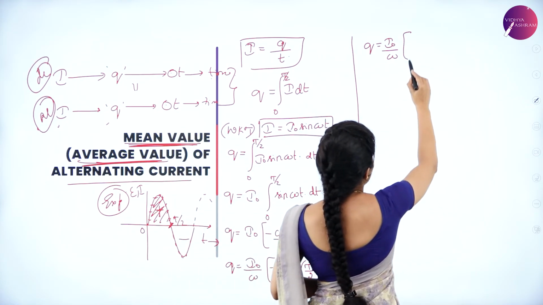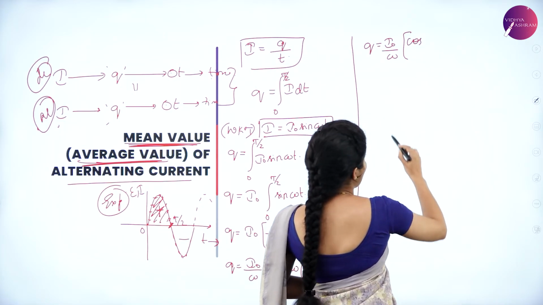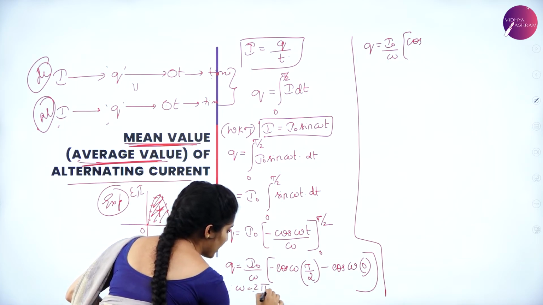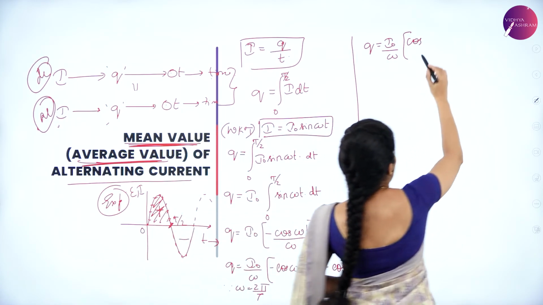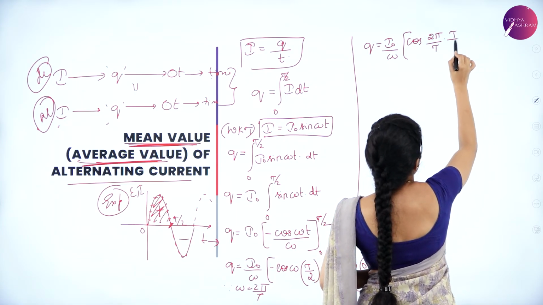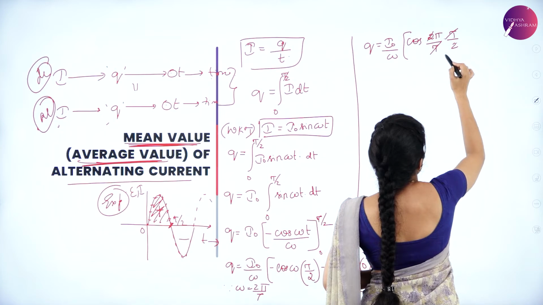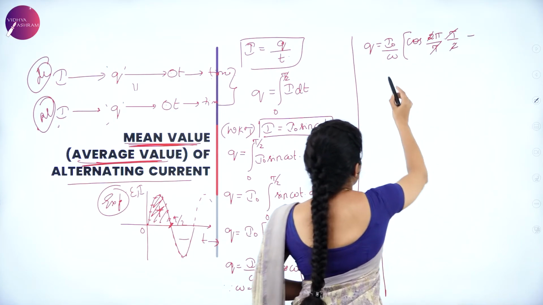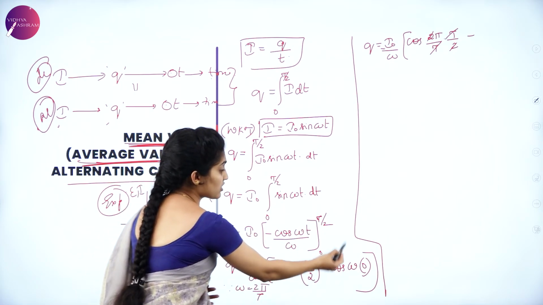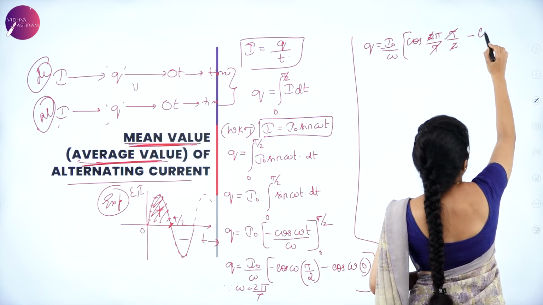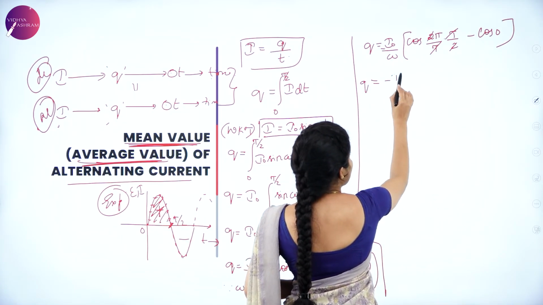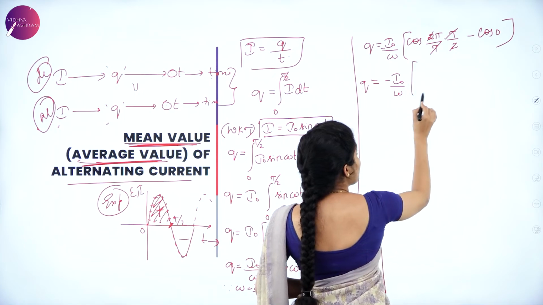We know that omega is equal to 2 pi by T, so I can go with this. I have cos 2 pi by T into T divided by 2. So T cancels, 2 cancels, and the minus, which I had left out, I am including there. Again I have minus cos omega into 0. Omega into 0 is 0, so cos 0. So q is equal to minus I naught by omega.